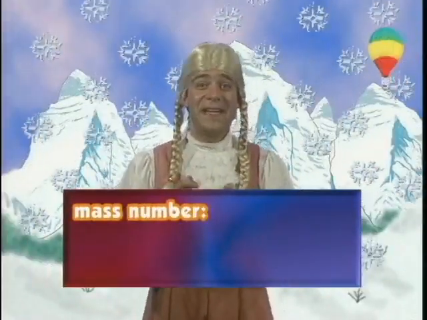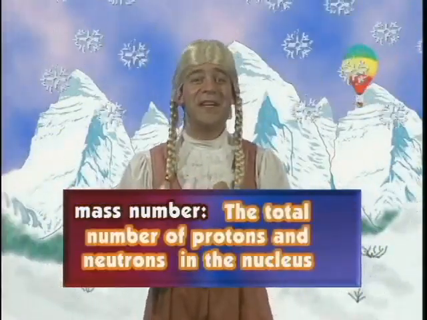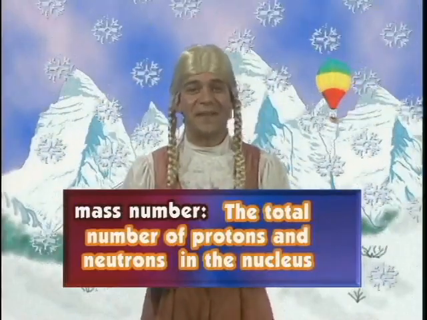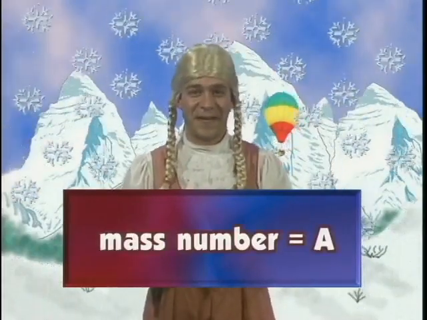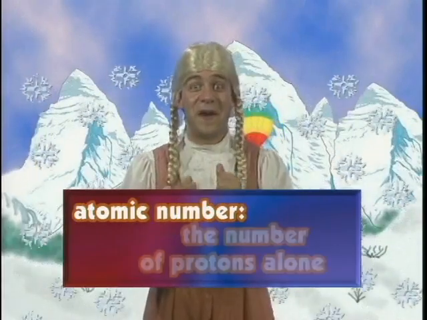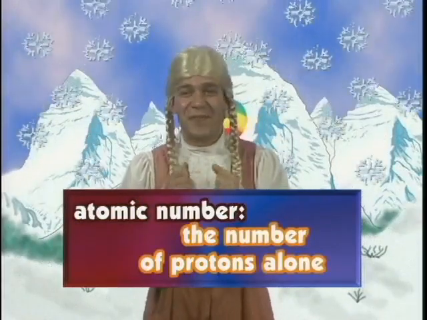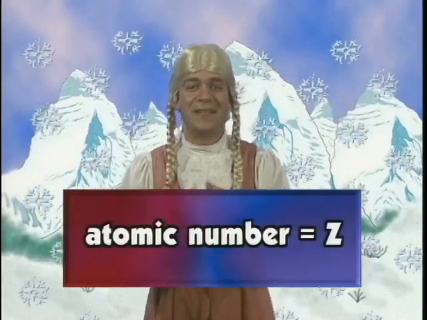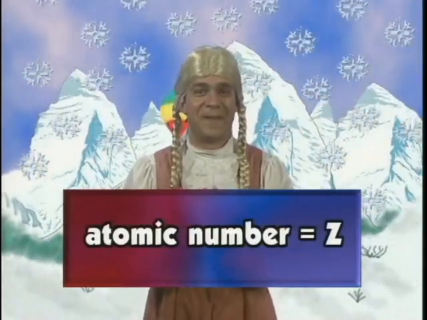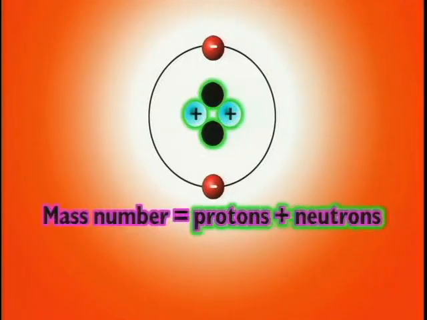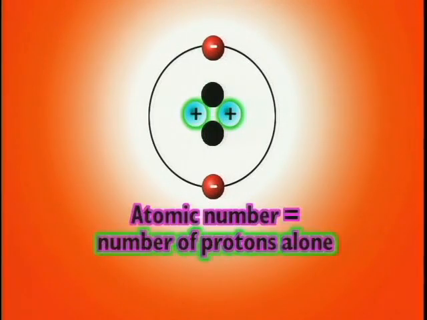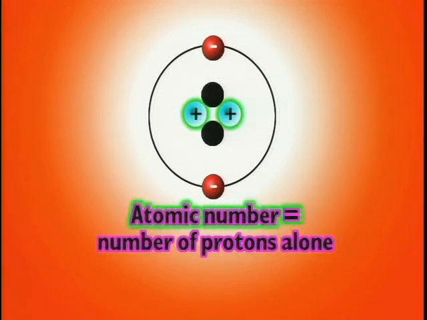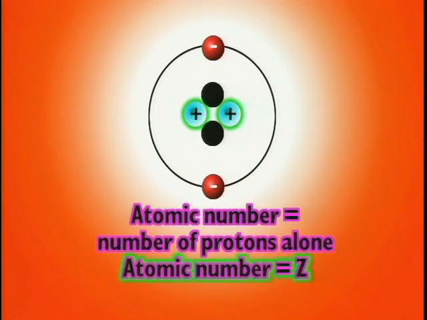Mass number is the total number of protons and neutrons in the nucleus of an atom. The letter A represents mass number. The atomic number is the number of protons alone in the nucleus. Z is the letter that stands for atomic number. The total number of protons plus neutrons in the nucleus is the mass number, which we'll represent with the letter A. The number of protons alone in the nucleus is the atomic number, which we'll represent with the letter Z.